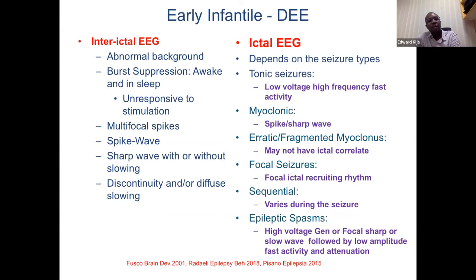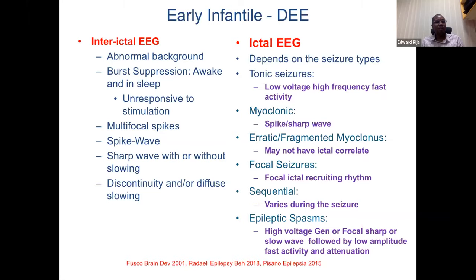When it comes to electrophysiological studies, the interictal EEG usually shows an abnormal background with the classic presentation of the burst suppression pattern, which may occur in either the awake or the asleep state. In most of these, the burst suppression tends to be unresponsive to stimulation. The burst usually has a high amplitude of about 150 to 300 microvolts, lasting for about 1 to 5 seconds, which is usually followed by a suppression lasting for about 3 to 10 seconds, usually at a lower amplitude of less than 5 microvolts.